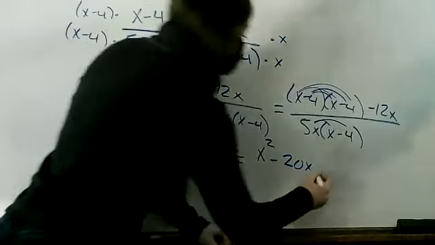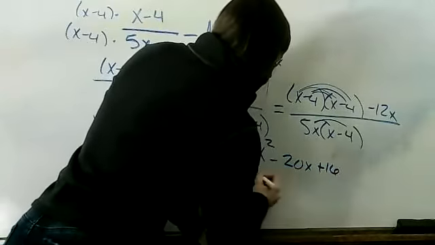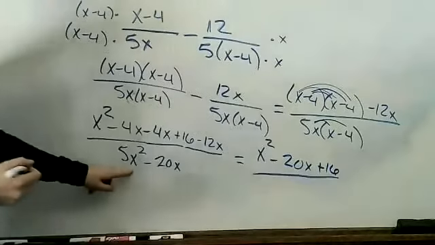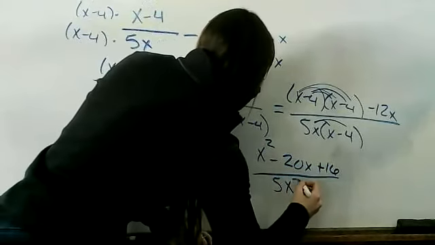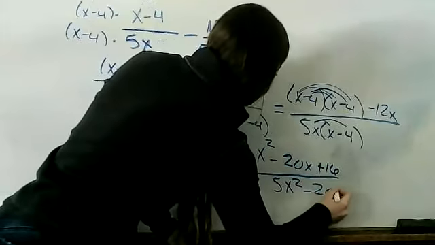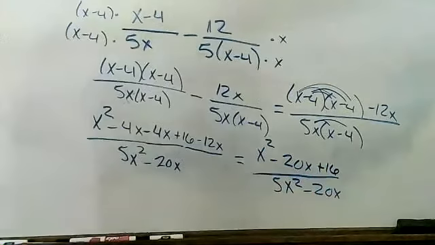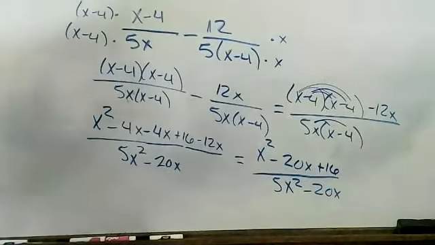Last little 16s left behind, have those first, all over this denominator. 5x squared minus 20x. And you cancel. Right, we can't cancel our 20x's because there's subtraction and addition in between.